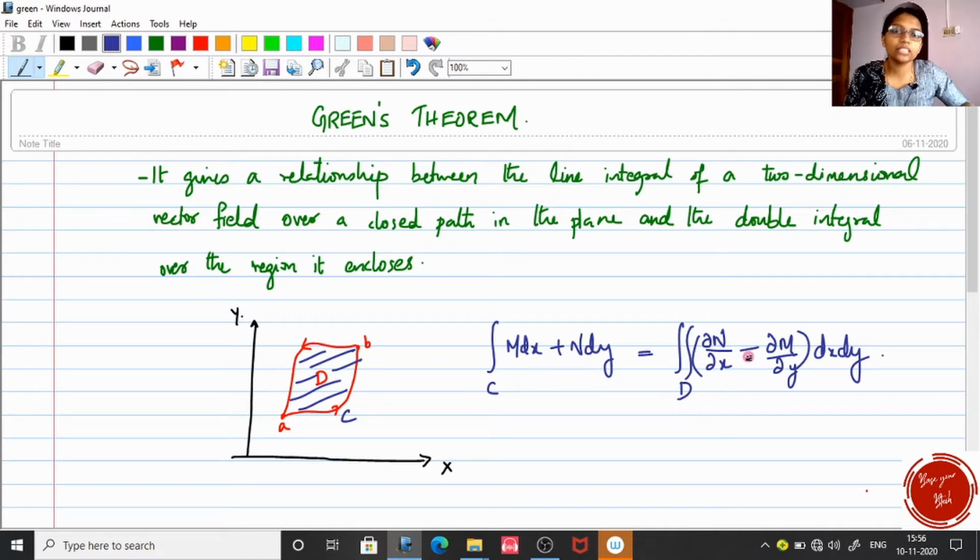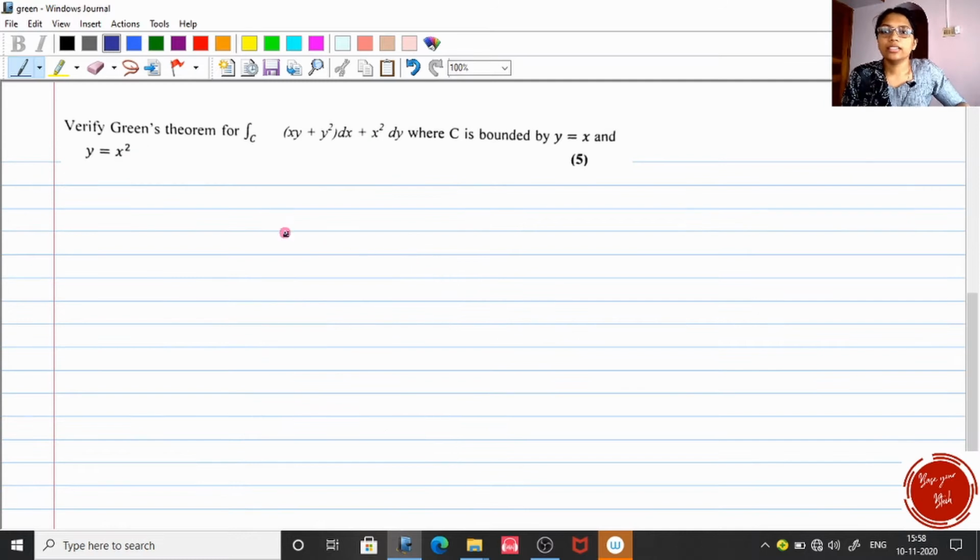It gives a relationship between the line integral of a 2D vector and it connects that line integral with the surface integral taken for that region which is enclosed by that 2D curve. Okay, so let's do one problem. See, this is a problem.